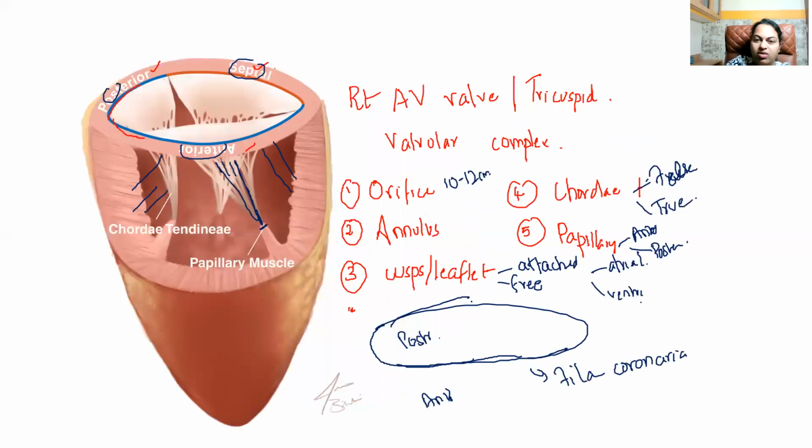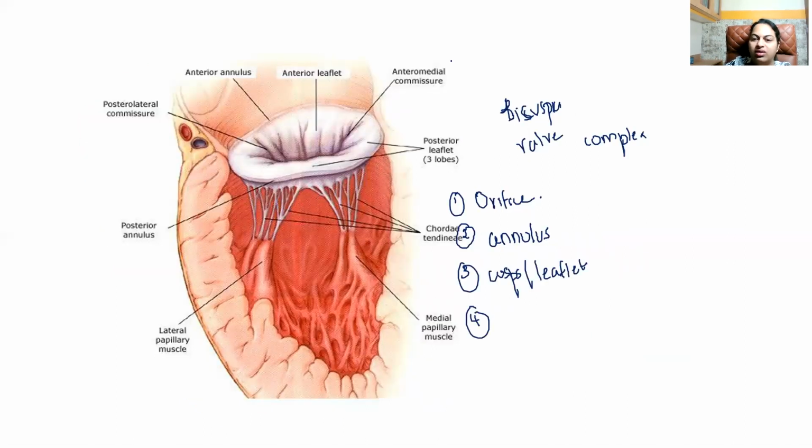Talking about the previous thing, three cusps here, isn't it? The anterior one is the largest and the septal cusp is the smallest in the tricuspid. Here, there are two cusps, the anterior and posterior. Then you have the chordae tendineae and the papillary muscle.